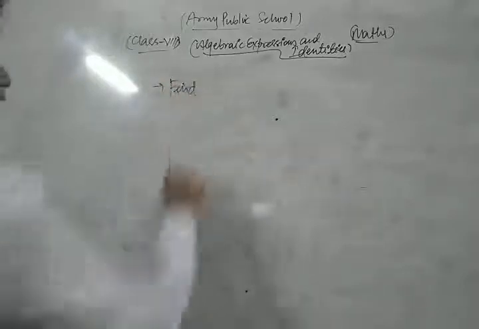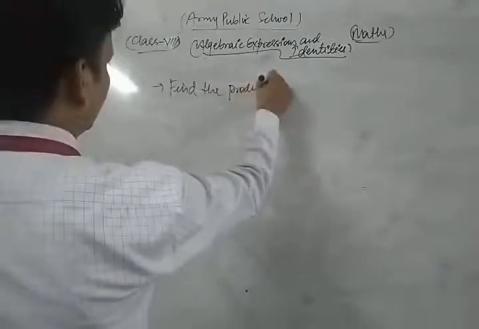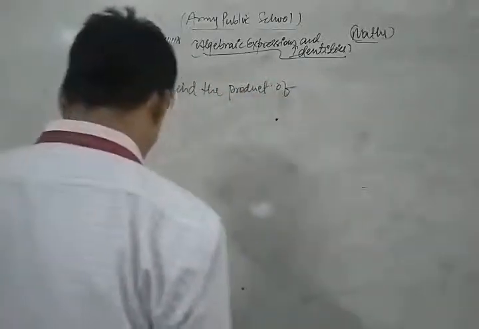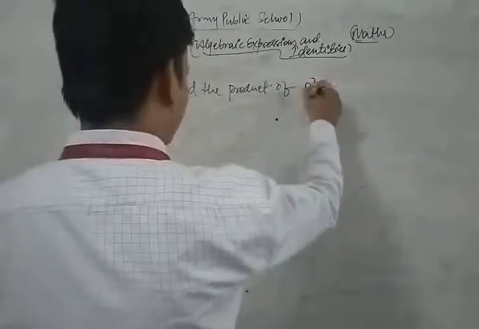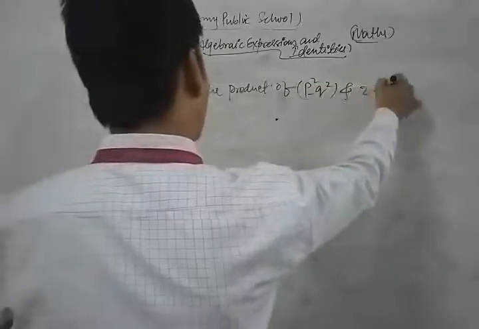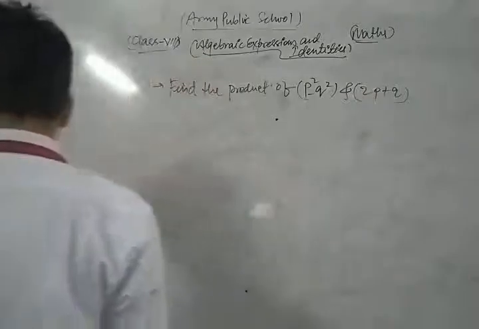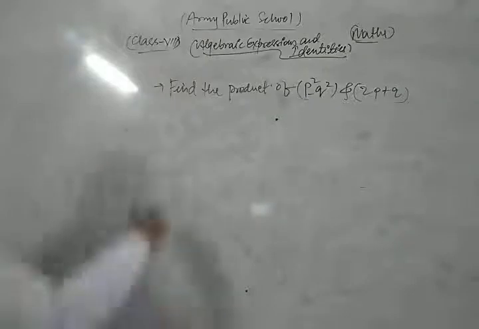Now look. We take a very important question based on the product. Find the product of p square minus q square and 2p plus q. Now look, let's see its solution.